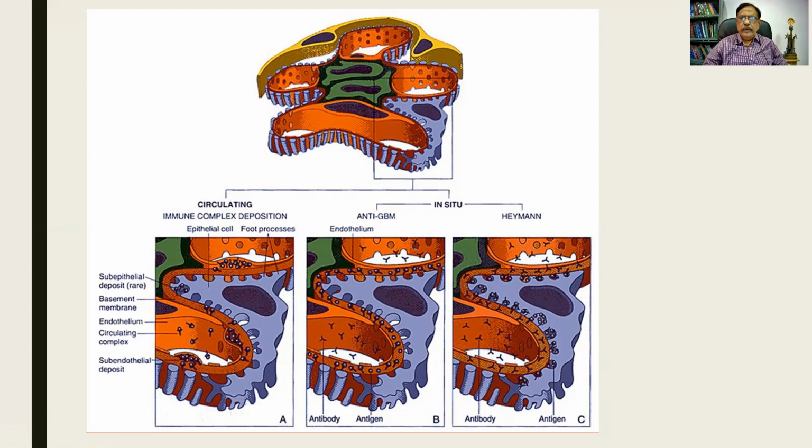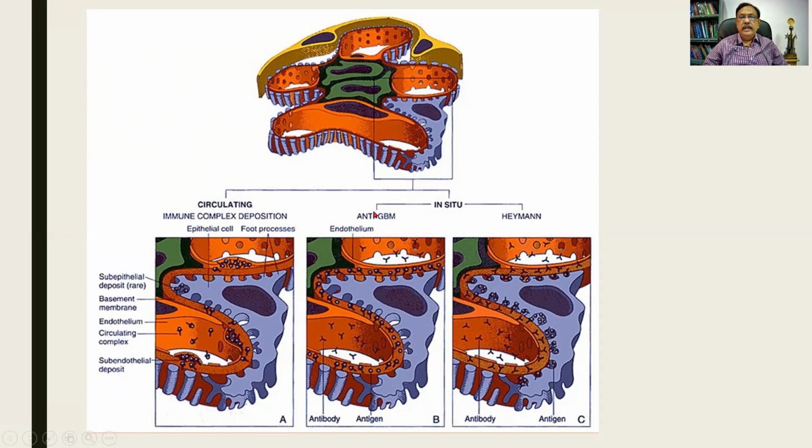The basic mechanism of any glomerular injury can be immunological. And when I say immunology, it is antigen, antibody, or an antigen-antibody complex. And they are basically divided into circulating immune complex. So here I am finding the dots are there, which are the antigens, and the Y's, which are the antibodies. So these form complexes and they get deposited in the subepithelial or the endothelial regions. This is one. That is a circulating immune complex.